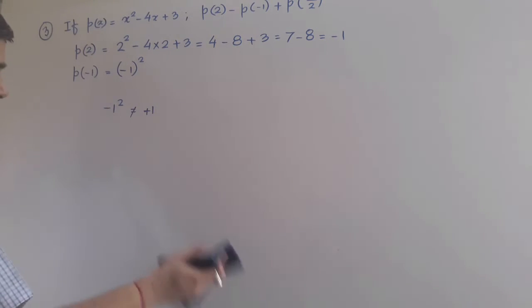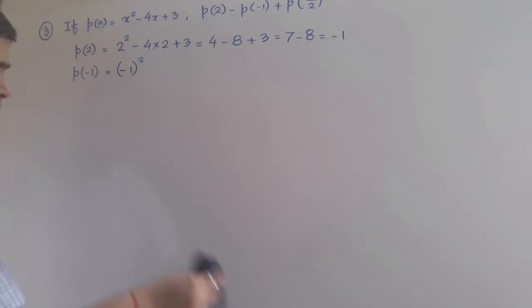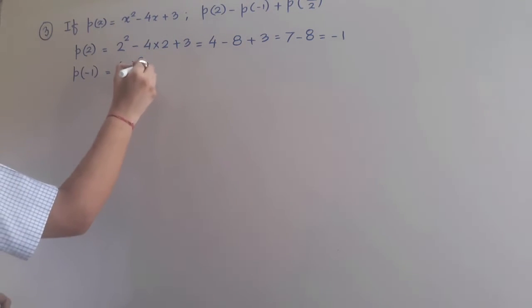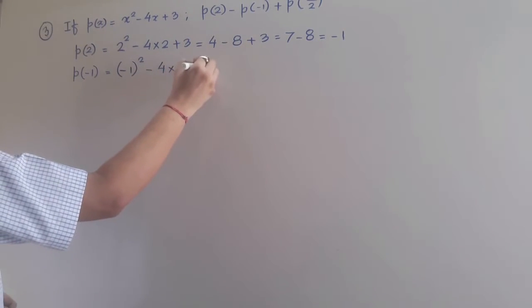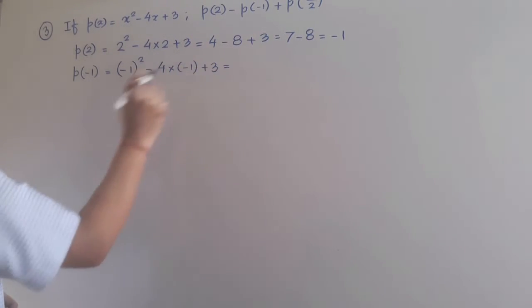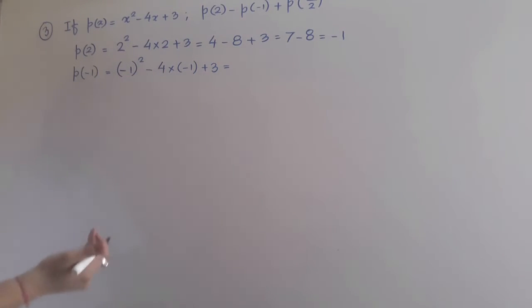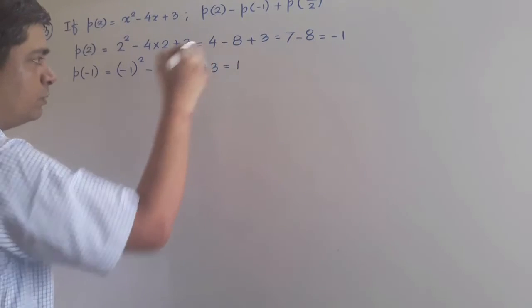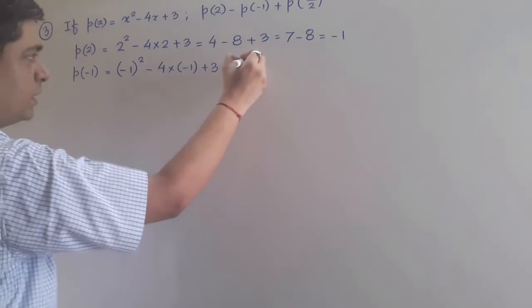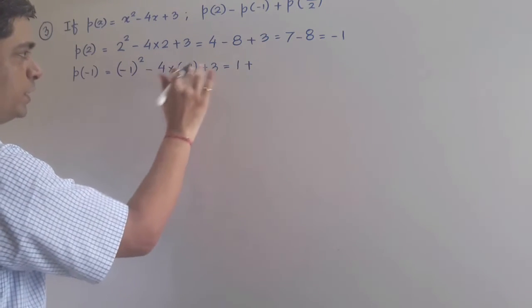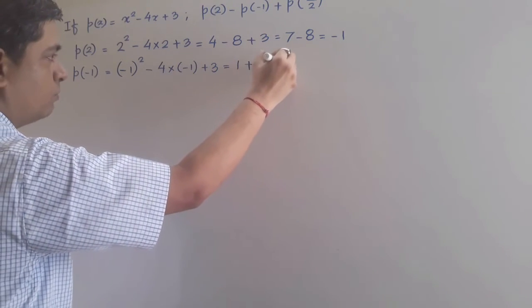Now if I put the value, minus 1 whole power 2 minus 4 into minus 1 and then plus 3. So the square of minus 1 is minus 1 into minus 1; minus into minus will become plus, and 1 into 1 will be equal to 1. Same way here, minus into minus will become plus 4 into 1, that will be 4, plus 3.